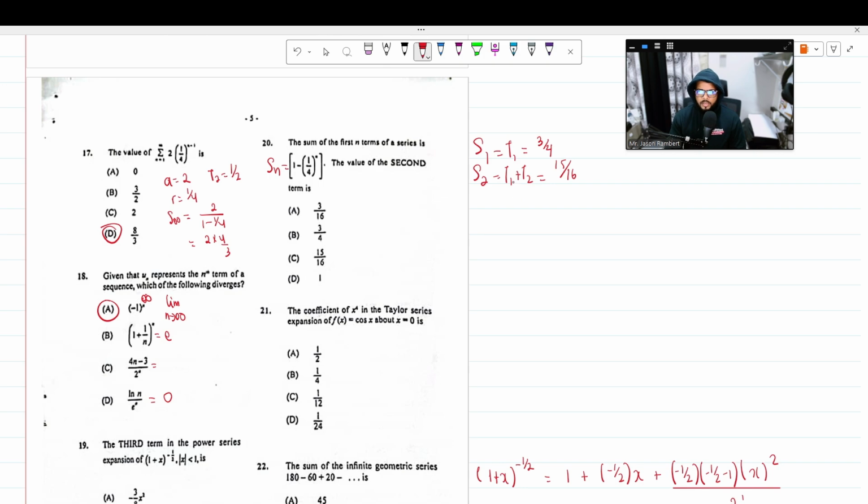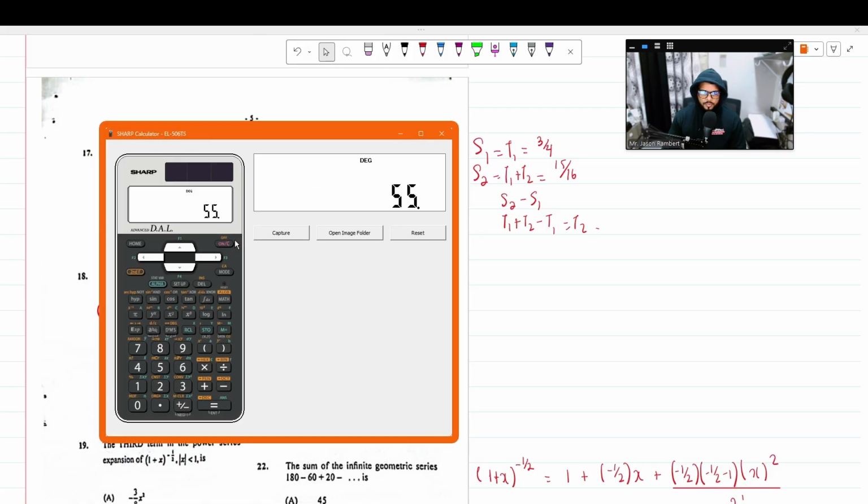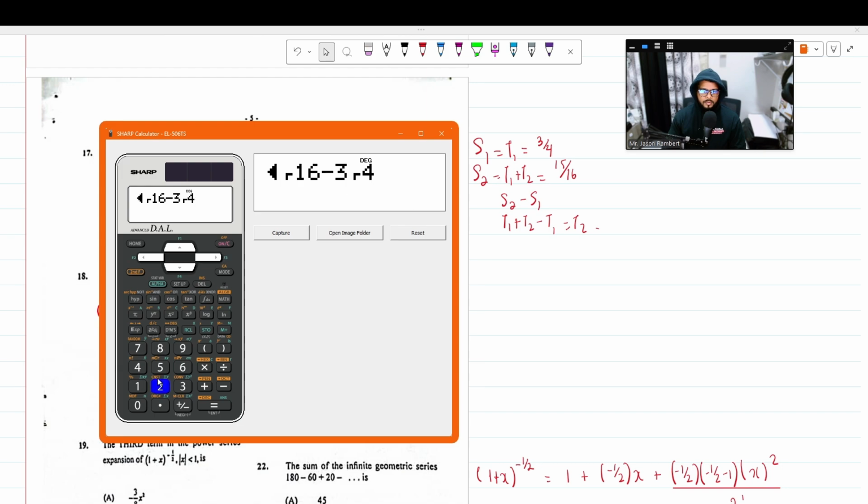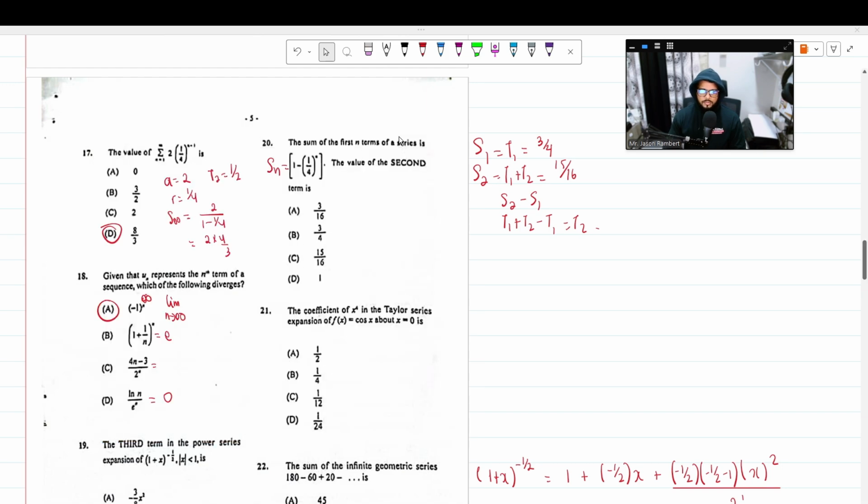So when I take away S2 take away S1, that is T1 plus T2 take away T1, which is going to give me T2. So 15 on 16 take away 3/4 is... what am I doing? My bad. 15 on 16 take away 12 on 16 is 3 on 16. The answer is A.